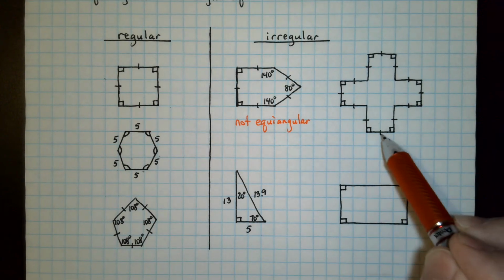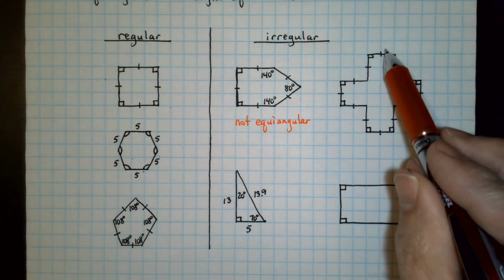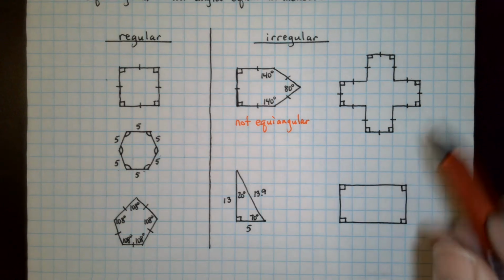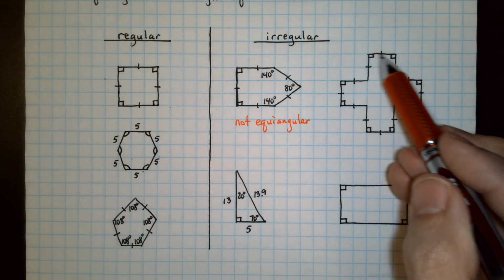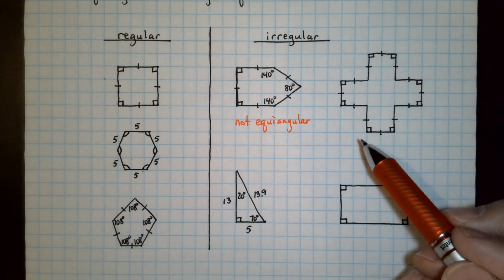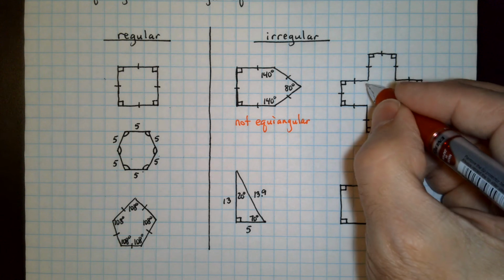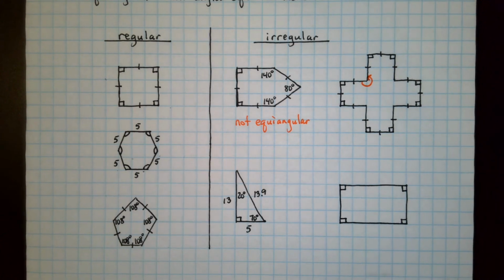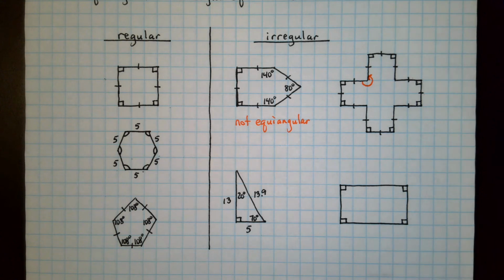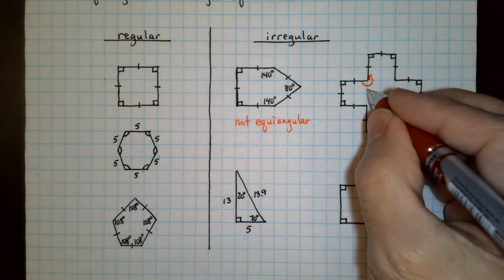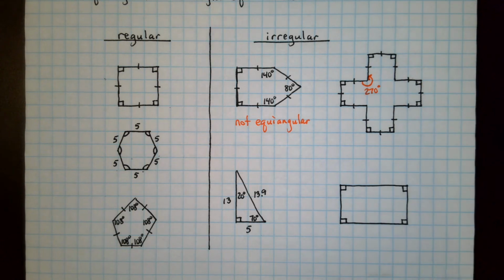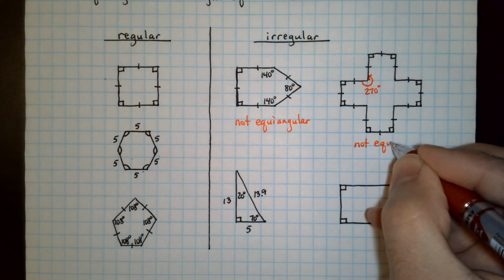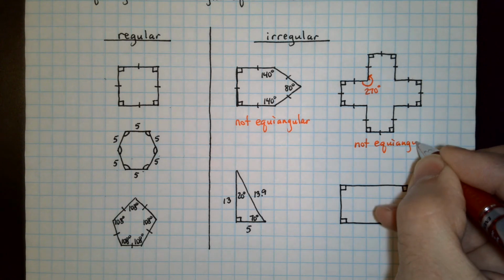Well, that's also true here. We have all these sides marked the same, all 12 of them, so it's equilateral. And we have a lot of angles marked as 90 degrees, so at first you might think that they're all the same. But don't overlook these interior angles like this one that are really big. They're 270 degrees. They're big angles, which is not the same as the 90-degree angles. So this is not equiangular. So therefore it is irregular.